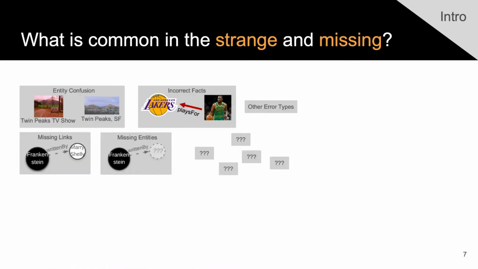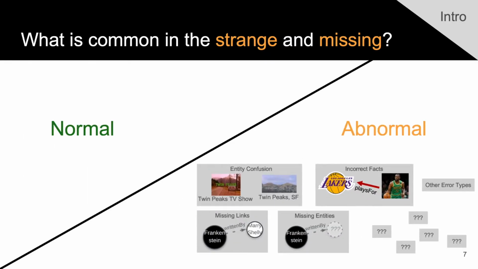So in this work, we propose looking at the problem in a different way. Instead of tailoring techniques towards the particular details of one or another type of error, we want to know what is common across these different types of strange and missing things. And one thing they have in common is that they are all instances of abnormal things, and this is in contrast to things that are normal.